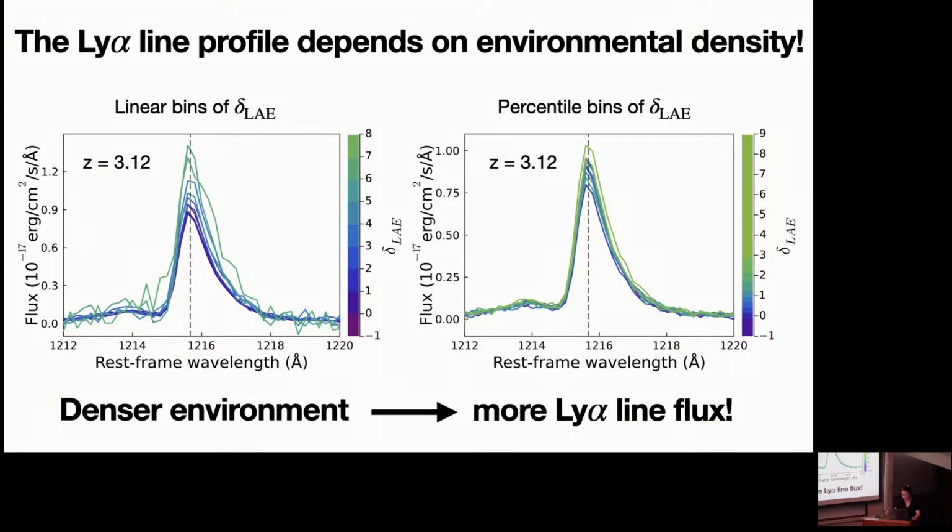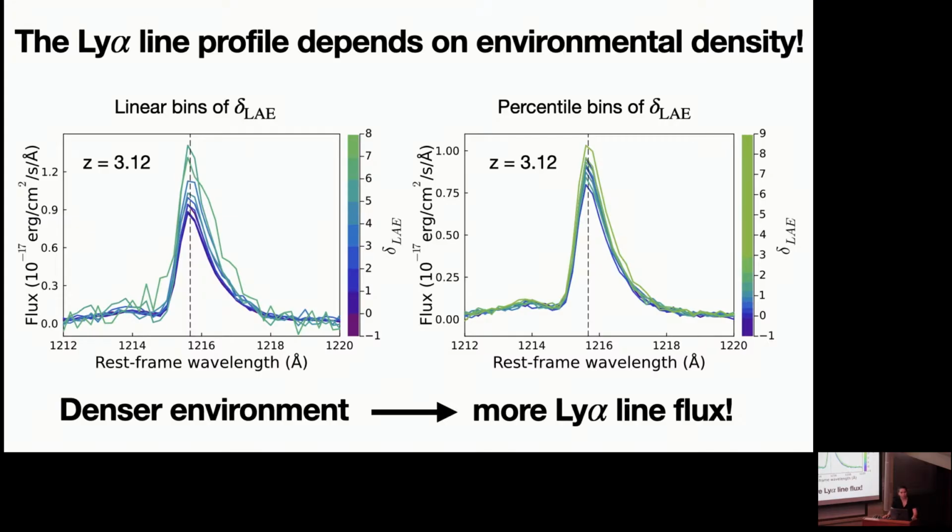To mitigate this, we do the same stacks but in percentile bins. That's why the color bar looks so weird: we're changing the intervals to make sure that there are the same number of galaxies in every stack. Here there are 192 galaxies in every stack. Something else that we can see from this percentile bin plot is that the Lyman alpha line flux changes, but the actual shape of the line profile doesn't really change. There's no evolution in the presence or absence of a blue peak, or an increased or decreased asymmetry.